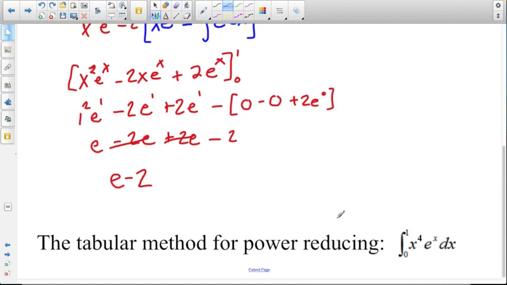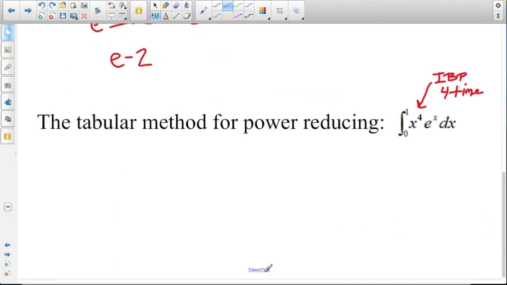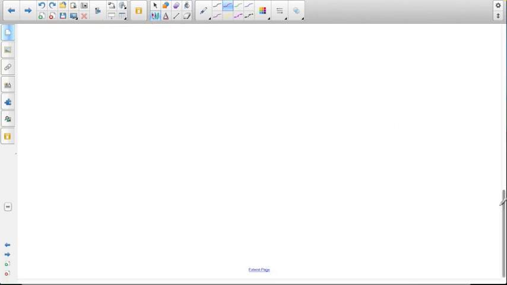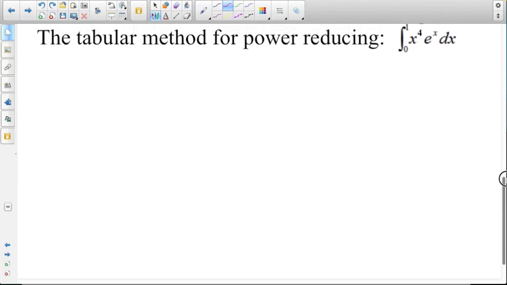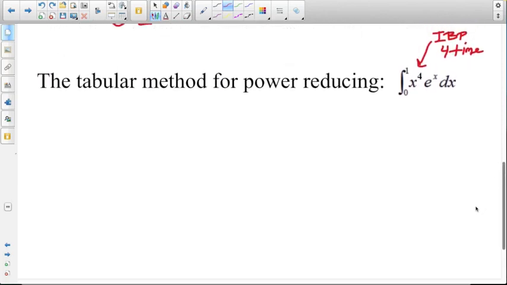Now, if we look at this example, we would have to do integration by parts 4 times, which gets really time-consuming. And so there is a shortcut, which is a nice thing, and the shortcut is called the tabular method. The tabular method really is just setting up a table and watching the derivatives and the expressions for the integrals. So we set up a table that looks like this.